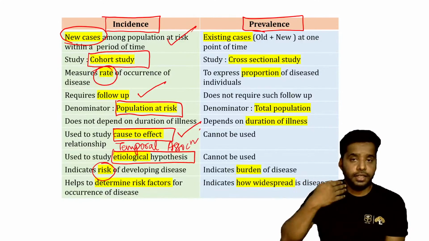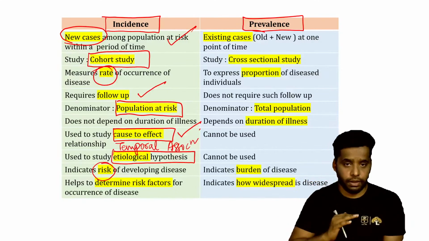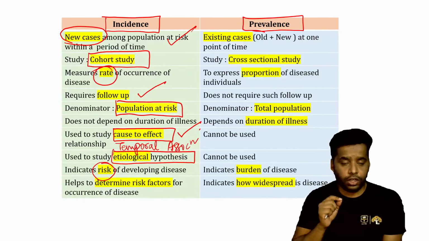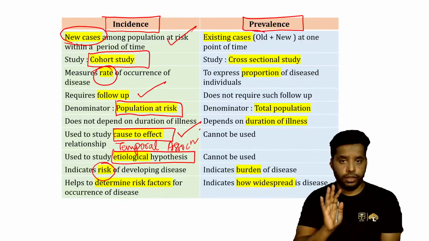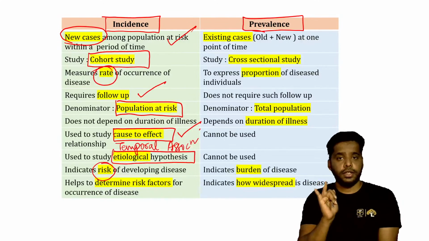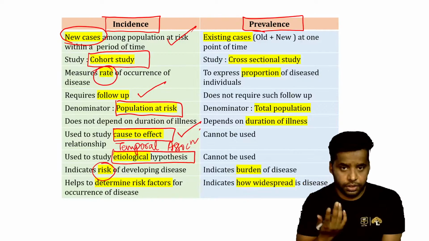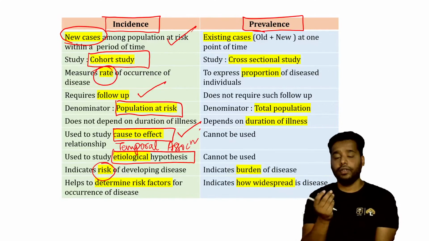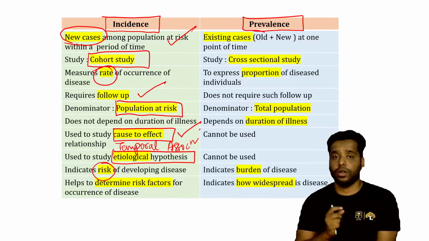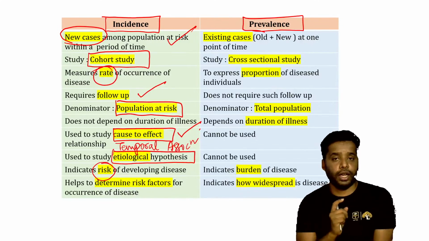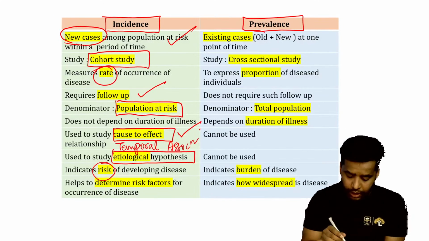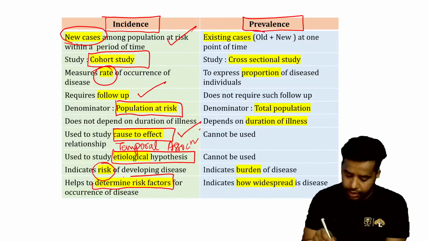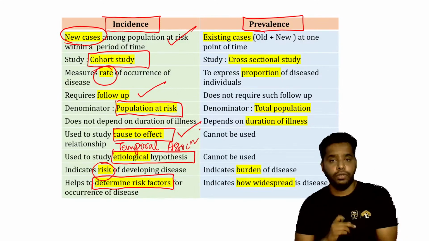You can tell this is the culprit for disease to develop. Etiology, risk, causation, all these are synonyms. So what is that association which is important? And that is proved in a cohort study, called temporality, temporal association. So it will help to determine risk factors for occurrence of disease.